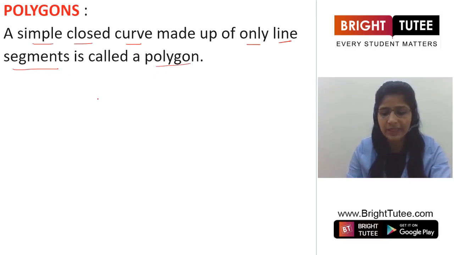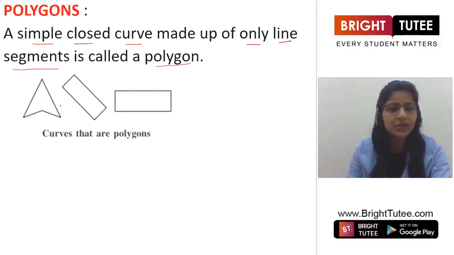So we can take some examples. Here come three figures that show that these are polygons, because we see that lines are not crossing each other, so it is simple. They are closed everywhere, so it is a simple closed curve. And as we can see, it is only made up of line segments. All three of them are polygons and they are made up of only line segments.